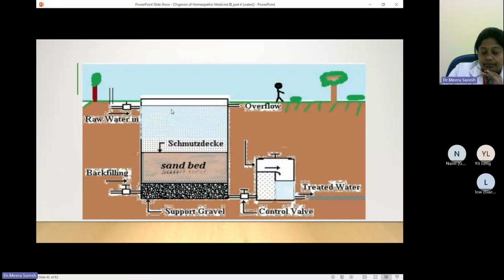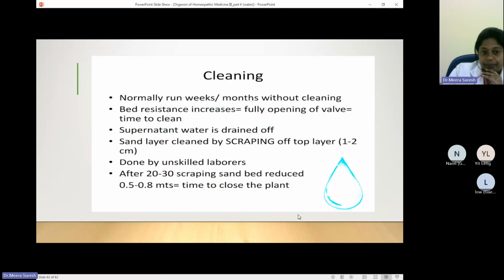So this is center one, where we have the supernatant water, the Schmutzdecke layer, the sand bed, the gravel layer, the underwater drainage system, a control valve, and then the water being collected. And now this water is ready to be used. Not ready to be used, it will again go through the process of disinfection, because we have done only the second process now, the filtration.